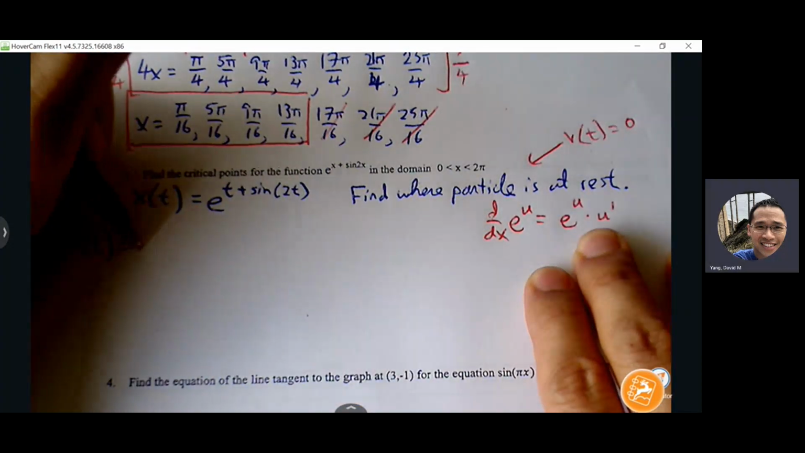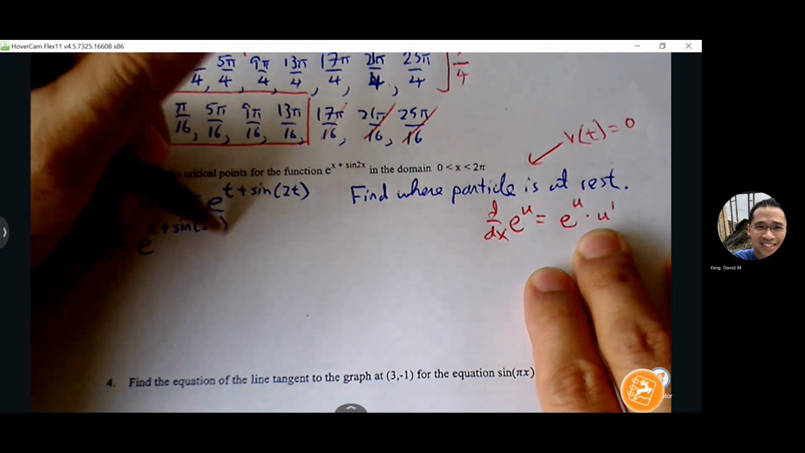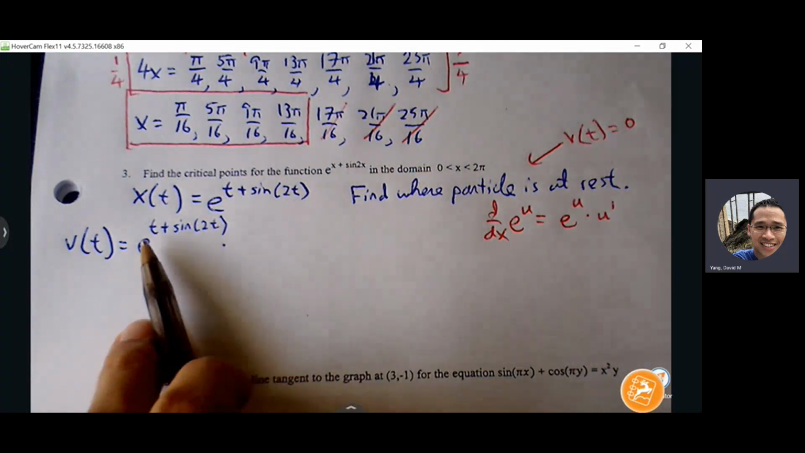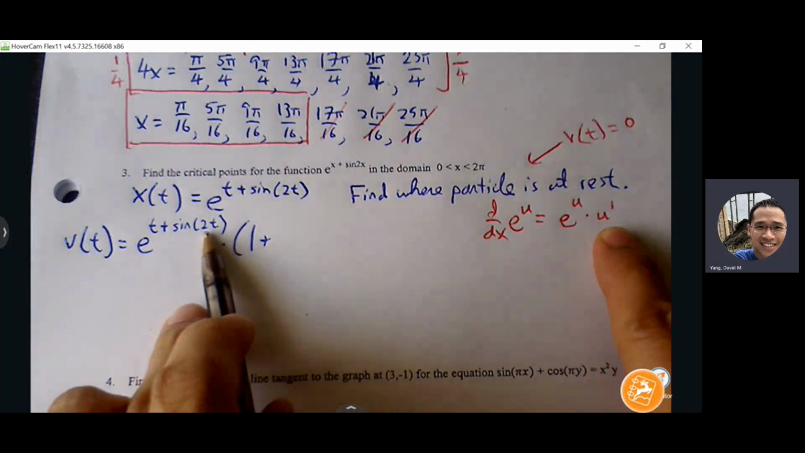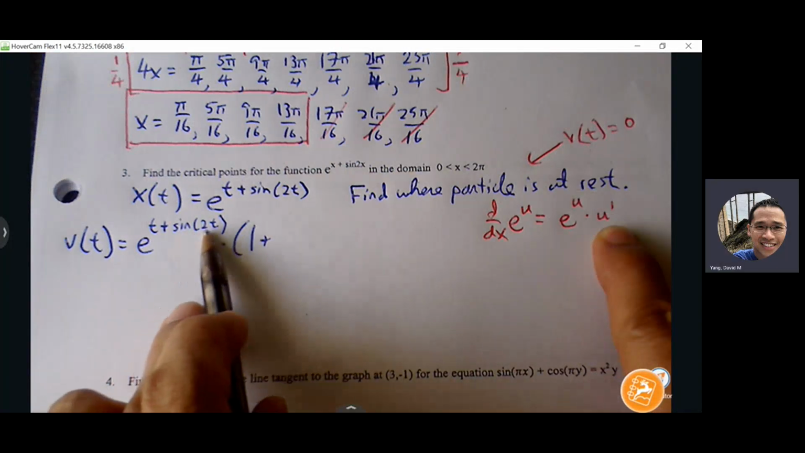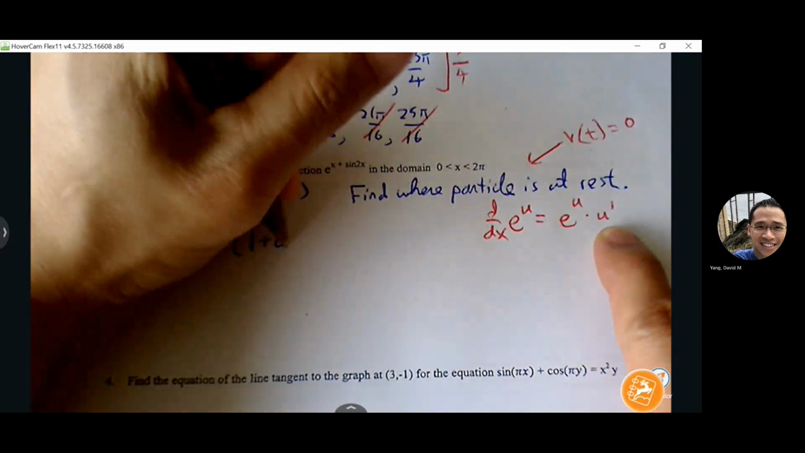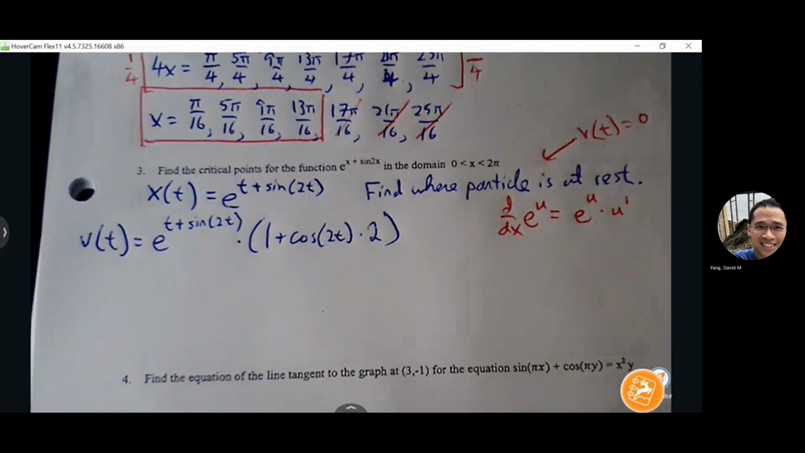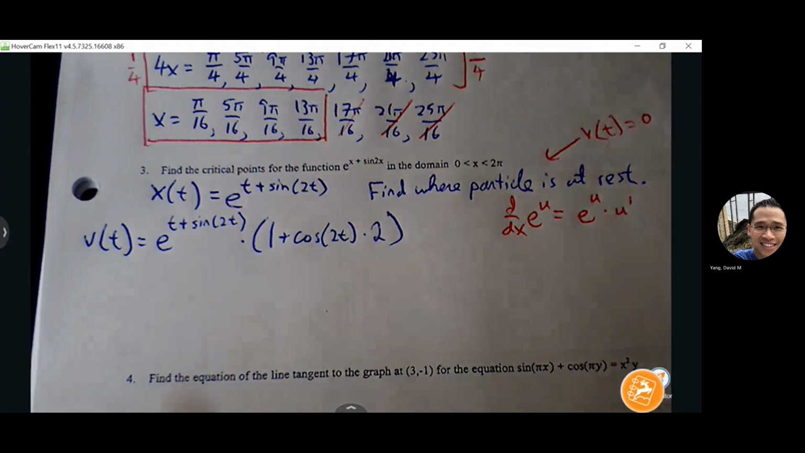So I'm going to copy the original exponential, times u prime. U prime is the derivative of my entire exponent. So t becomes 1, plus sine of 2t becomes cosine. Good. So sine of u becomes cosine of u times u prime. So it's cosine of 2t times 2. Okay, we have our velocity function. Now we're going to set it equal to 0.